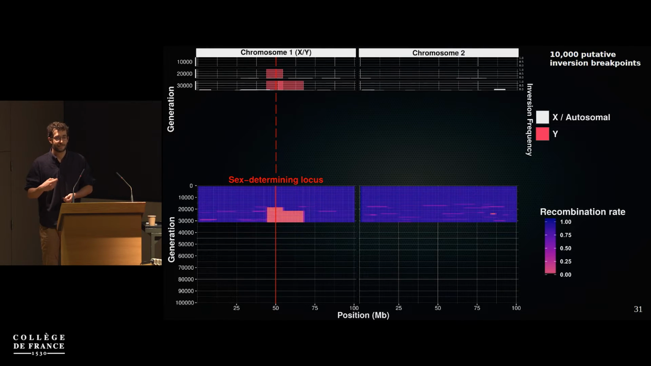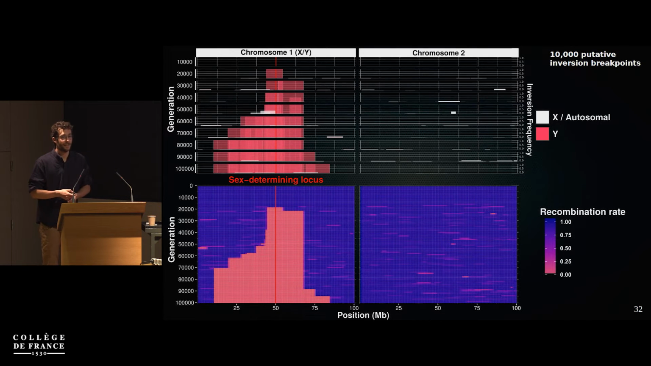If we move to the next 10,000 generations, we observe the fixation of another inversion overlapping with the first one on the Y chromosome, and the accumulation of these two inversions is associated with a suppression of recombination between the X and the Y chromosome. We can see that on the autosome there are some inversions that spread, but they remain at very low frequency, so we can just see a little light line.